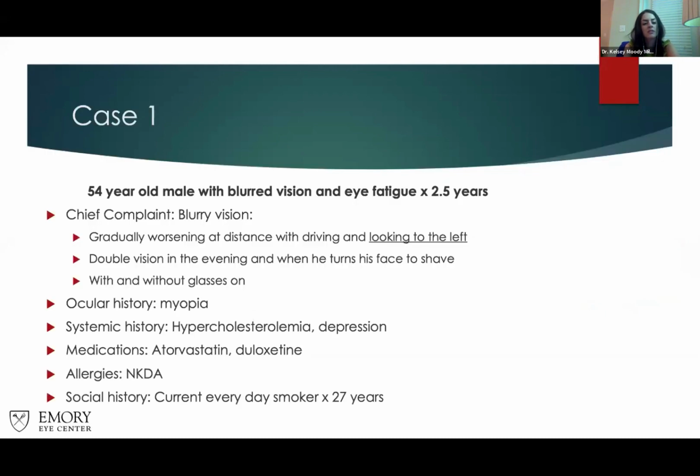And so we have a 54-year-old male who's complaining of blurry vision and eye fatigue for about 2.5 years. He's been noticing really just gradual blurry vision at distance and with driving, and specifically when he looks to the left. And even then he almost notices some double vision when he's turning his face to shave. He notices this both with and without his glasses on. His ocular history is remarkable just for myopia. He does have high cholesterol and depression and takes medications for that. He has no allergies and is a current smoker.